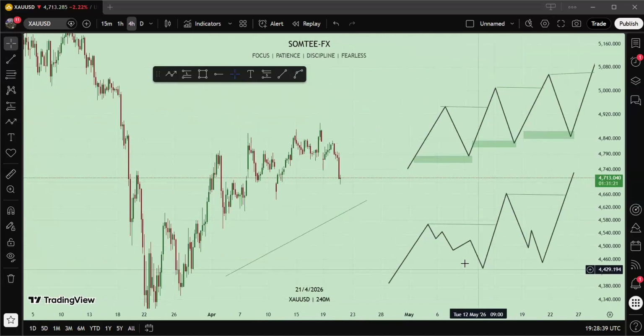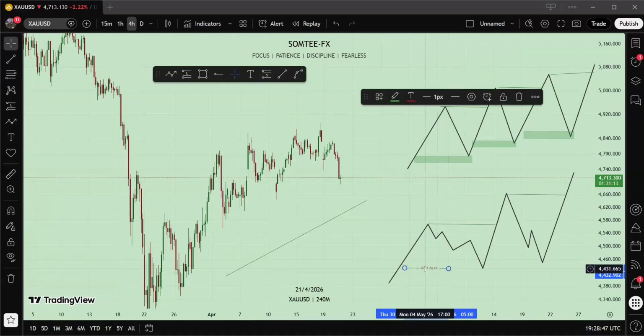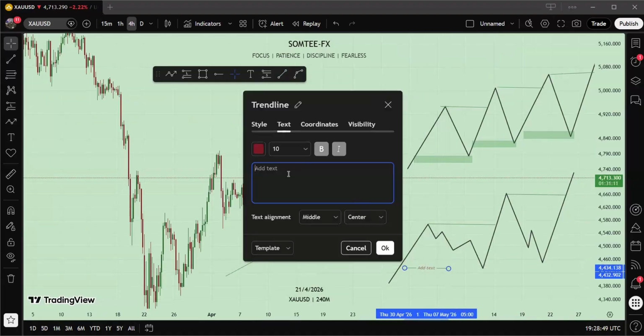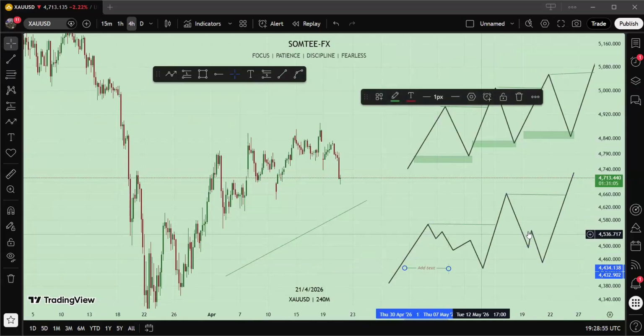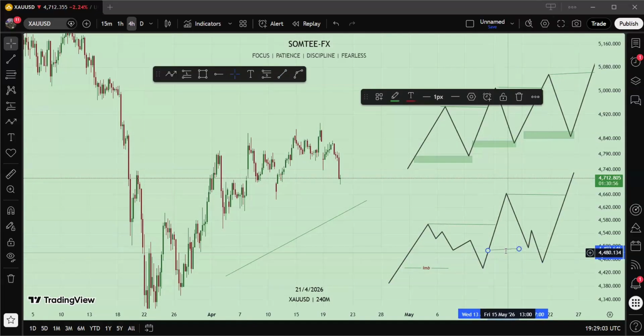Note that before you, there is always something here, either an imbalance here, or you get to see another imbalance here.